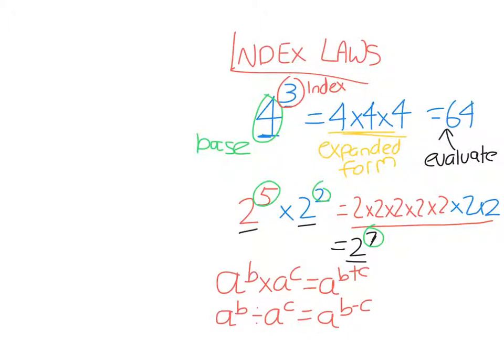So once again, I'm going to go onto a new slide to show you some examples. Please pause and copy this down if you need. So if I have something like 2 to the power of 7 times 2 to the power of 8, you keep the same base and add the powers. 7 plus 8 is 15. So this is in index form.